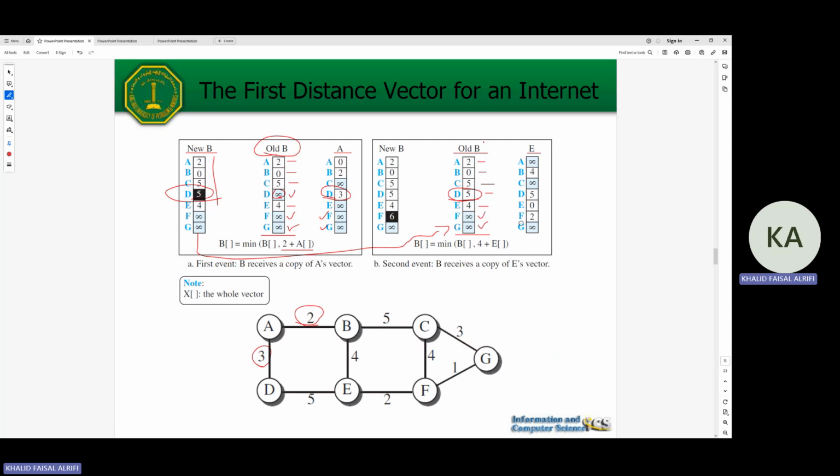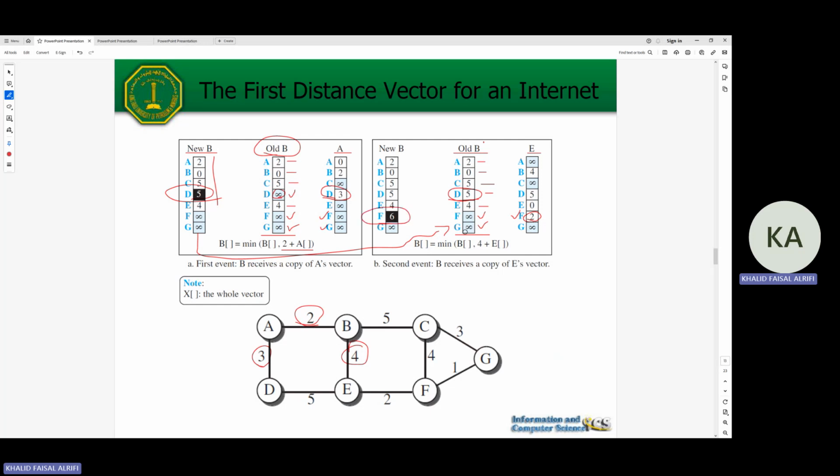So can you help me, E? He looks at E and sees that it has information, so he will take it. It's 2, but I won't take only the 2. I will also take the distance between me and E, and if you look here, it's 4. So I will add the 4 to the 2 and I will get 6.